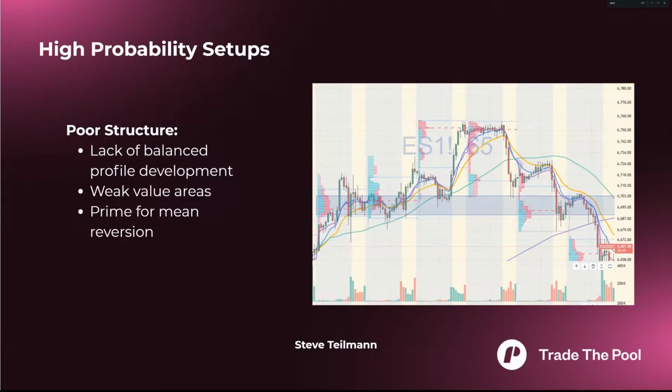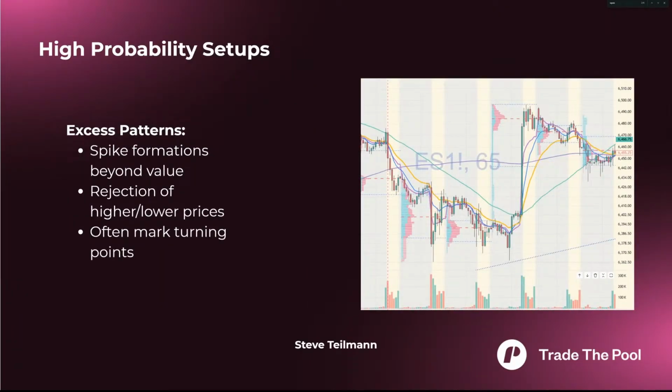And you can also see poor structure on the other side too, and that can cause a squeeze to the upside, squeezing bears out. So it's not all just one side, but that's just one thing to keep an eye on. Excess patterns are another interesting one here, and this is going to look like a spike, and it's going to form basically beyond the value zone. When this happens, often it's telling us that there's a rejection there, and the market's often going to turn.